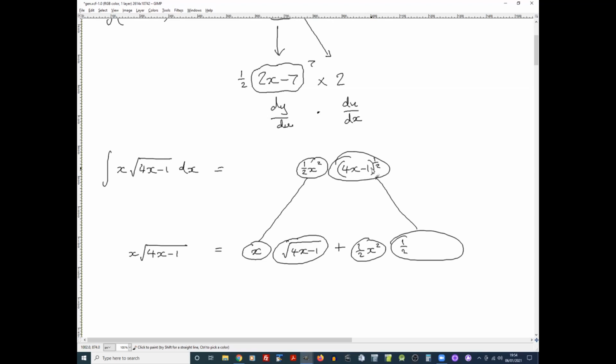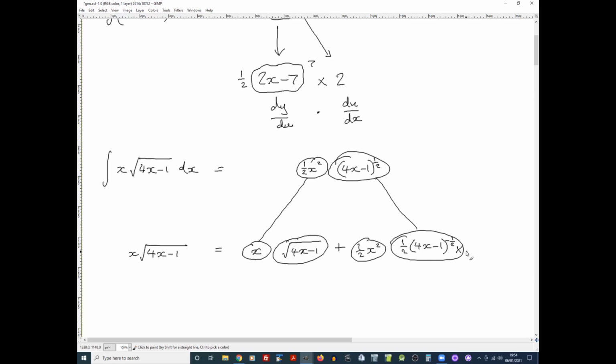Oh, right, yeah, okay. So we're differentiating, so we would get minus a half. The power would be minus a half, so you would get 4x minus 1 to the minus a half. And then you'd have to times minus a half by a half, so you'd get minus a quarter.